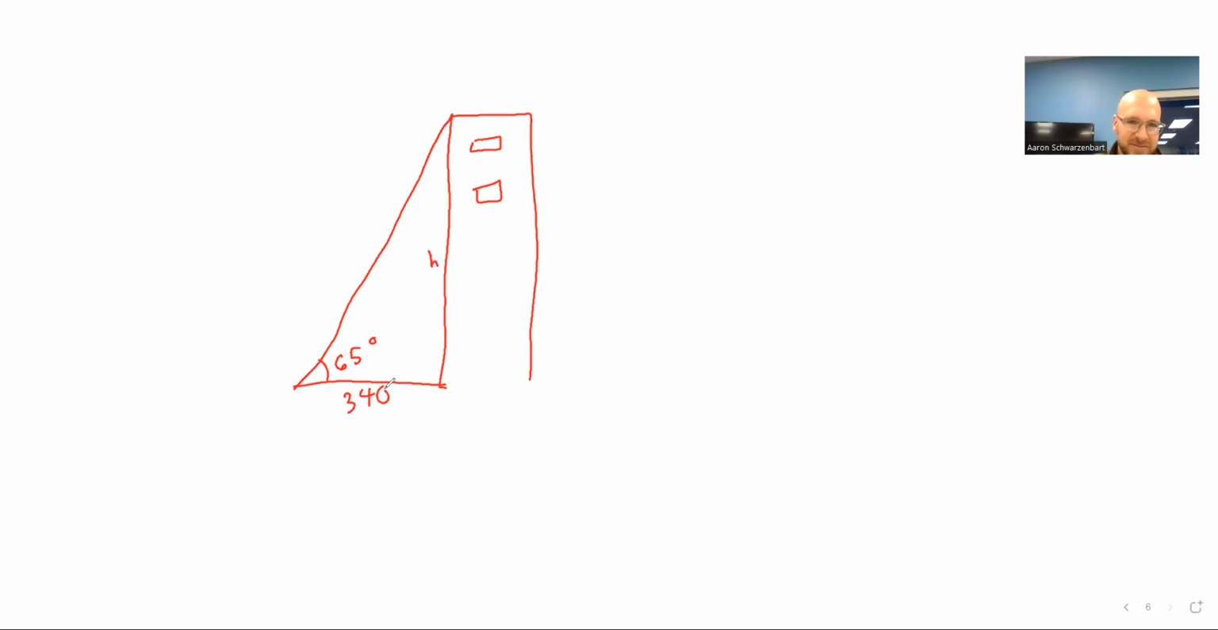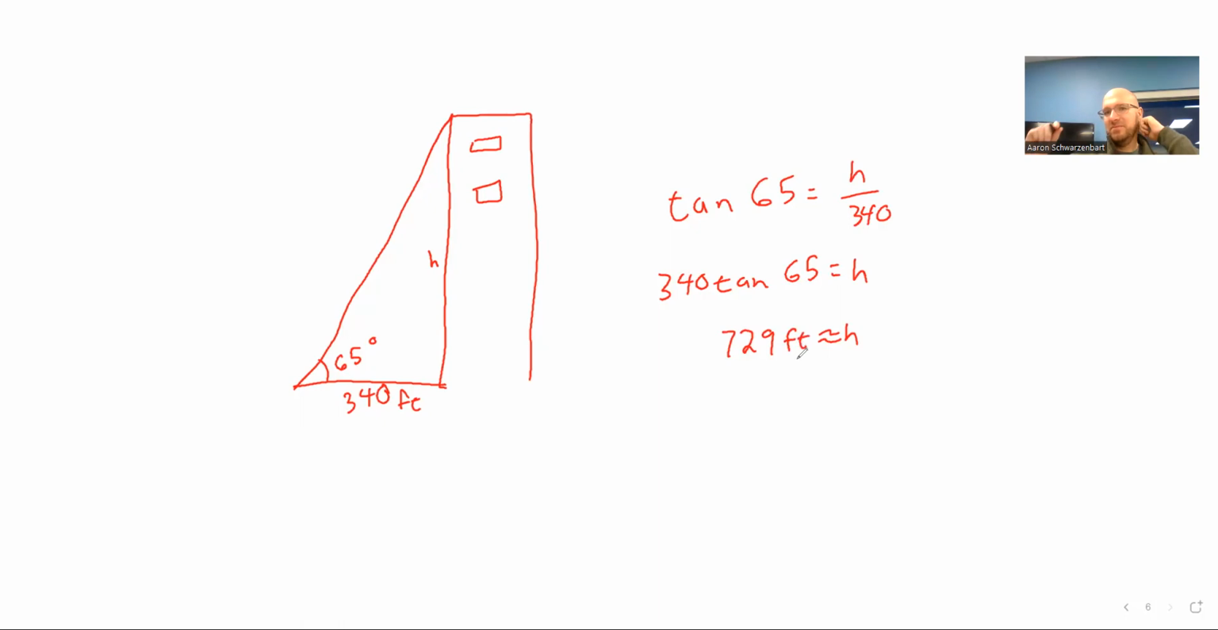So to get the height, that's the opposite side of the 65. 340 is adjacent, so I'm going to use a tangent. And I get tangent of 65 equals opposite over adjacent. To get the 340 out of the denominator, I multiply both sides by 340. And this gives me a value of approximately 729 feet. And I'm using the squiggly equals for approximately. Okay, that is it for section 4.2.